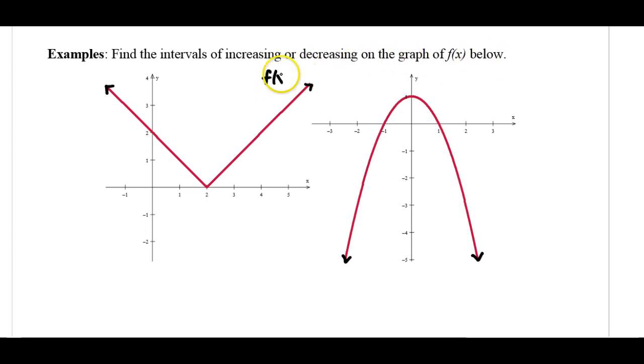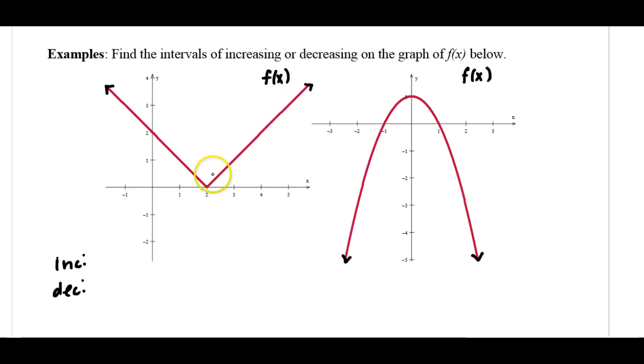So each of these are original functions f of x, and we want to find intervals of increasing and decreasing on each one. So before I even write the intervals, I want to, on the graph, label which portion is increasing and which portion is decreasing. So over here, off to the right, as I move from left to right, starting at 2 all the way to infinity, it's like I'd be walking up a hill.